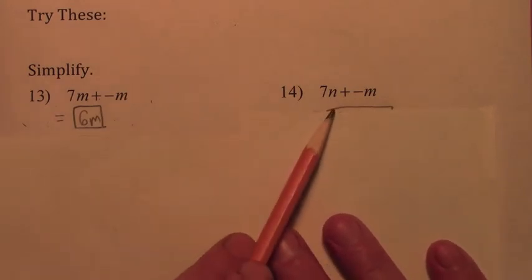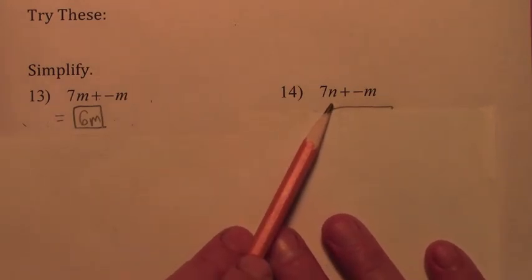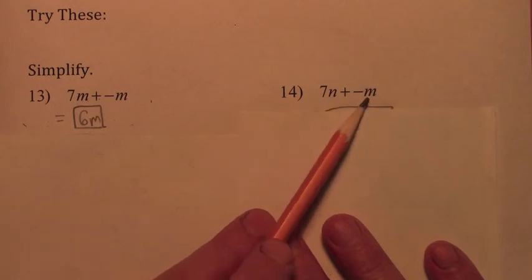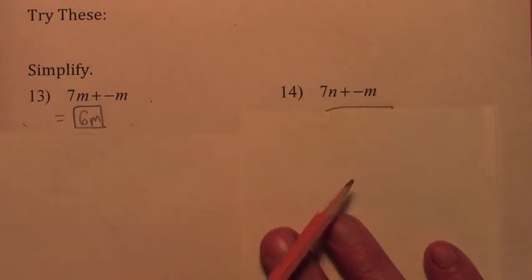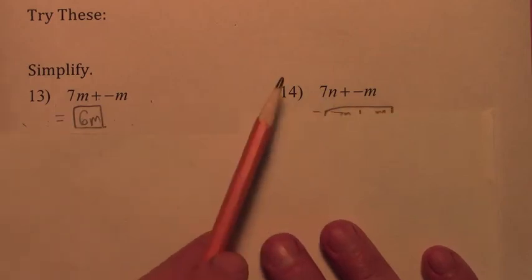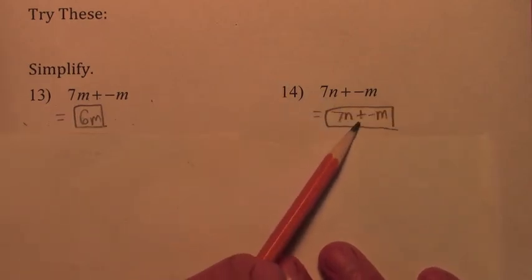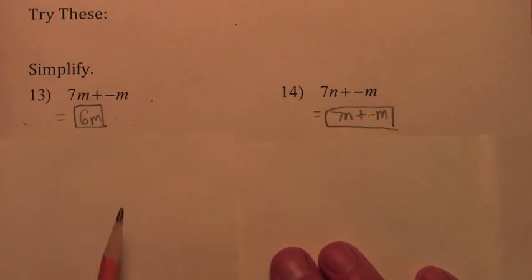How many terms do you see here? 2. Are they like terms? No. This is an n, this is an m. I know they're right next to each other in the alphabet, but that doesn't mean anything. They're not like terms. You just got to leave it as 7n plus negative m, okay? Just leave it like that.